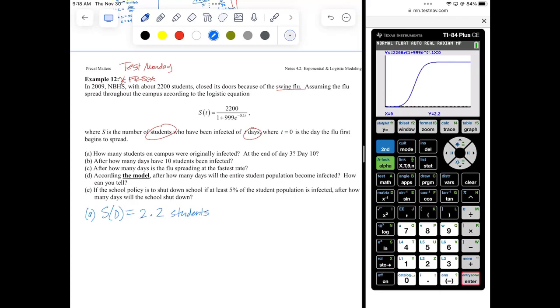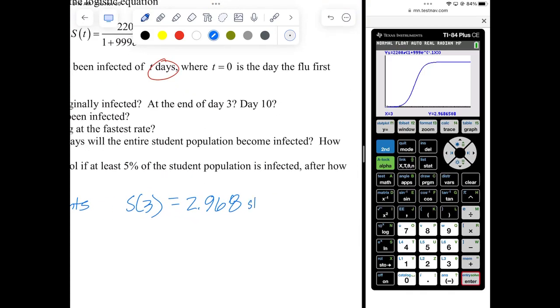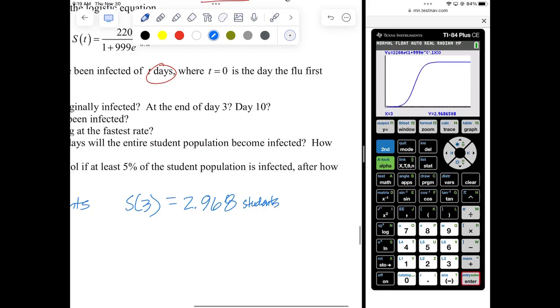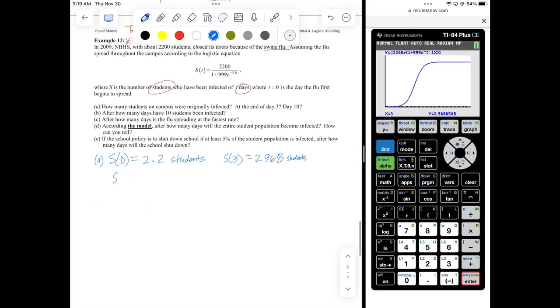Now there's another part here, at the end of day 3. So now we'll do S of 3, and we could just hit 3 enter, or trace 3 enter, and we get 2.968 or 2.969. I'm going to truncate always, students. And then at the end of day 10, so S of 10, we'll just type in a 10, trace number 10, and we get 5.969 or 970 if you round. I'm truncating every time. I don't even want to bother rounding, having to add 1 if I need to. I'm just going to chop it off, which is fine.